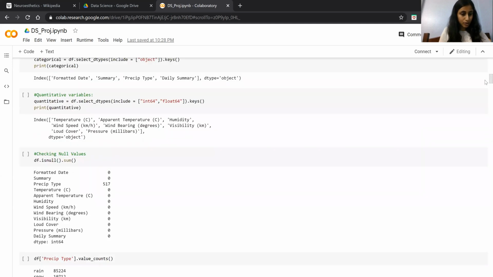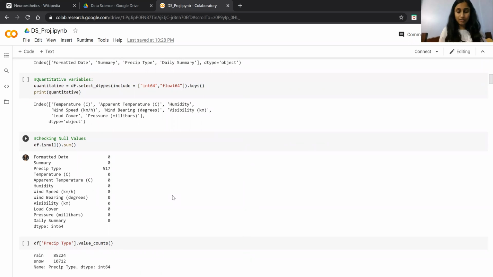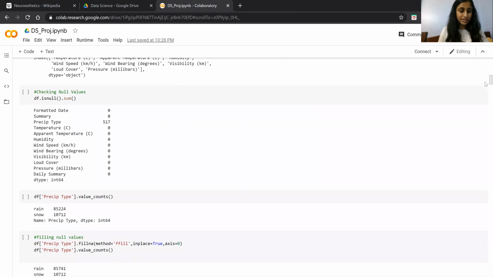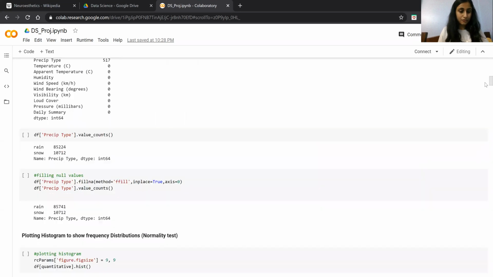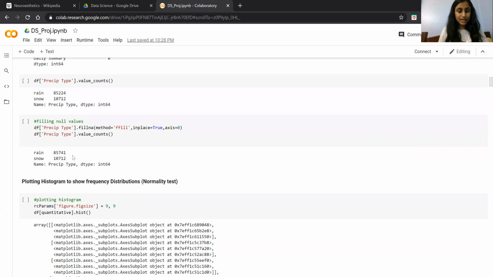Okay, next, moving on, we are checking to see the number of null values in every column. As we can see here, all the columns have 0 null values except for precipitation type. So we have chosen not to overlook this one blemish by using the fillna method. After that, we've printed the number of values in the rain and snow precipitation types. That is, there are two precipitation types, rain and snow, and we've printed the number of rows that fall under either rain or snow.